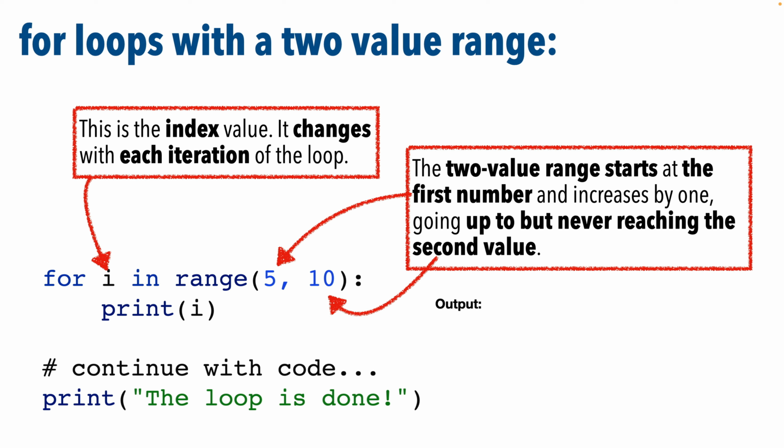So if we have a 10 in here, in this sample code, we're going to start at 5, then 6, then 7, then 8, then 9, and we stop. We never reach 10. The loop is done, and since we have a statement that's outdented below this, we're going to print out, the loop is done.